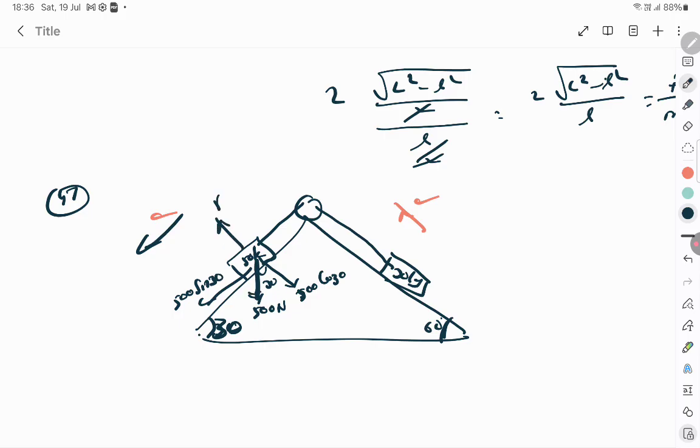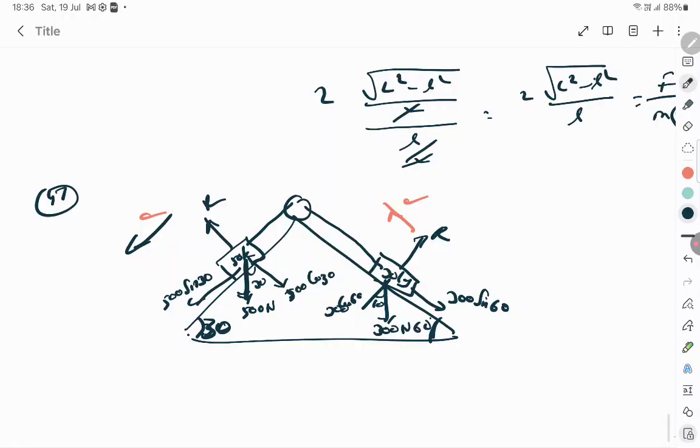The normal reaction is always like this, and similarly for this the normal reaction is like this, and you will have an mg which is down, which is 300 Newton. This is 60 degrees, so it's 300 cos 60, and this will be 300 sin 60. There will be a tension here and a tension here, both of which will be the same because it's running over a pulley.